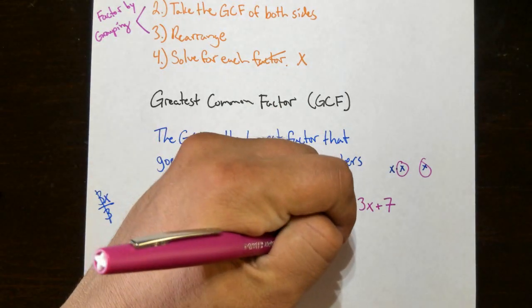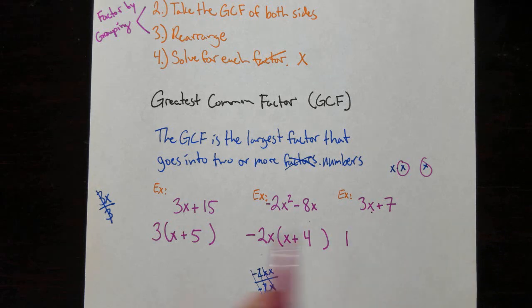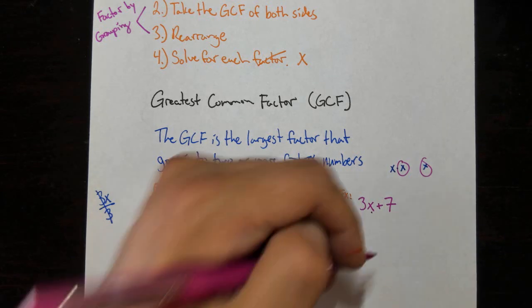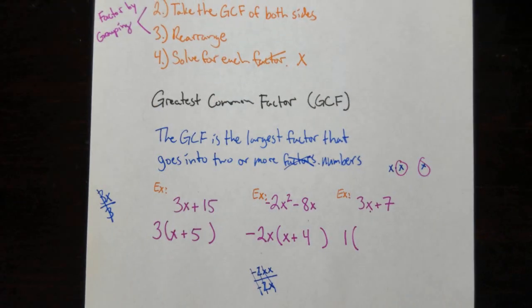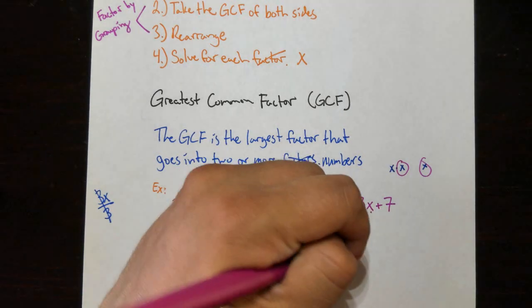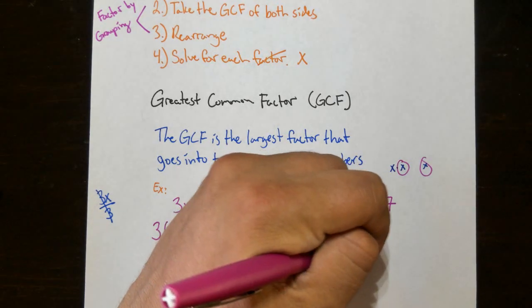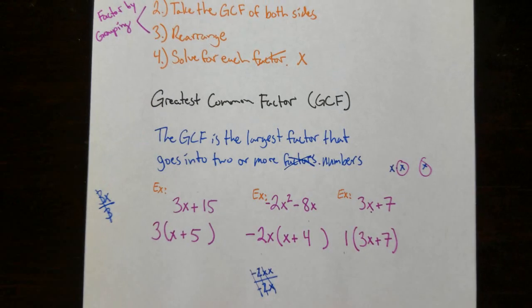So all we can actually pull out is a 1, and we can't pull out an x because only one of them has an x, just like in this case. So I can only pull out a 1 in this case, and this is going to make the division really easy. 3x divided by 1 is just 3x. 7 divided by 1 is just 7. So that's a quick little review of greatest common factor.